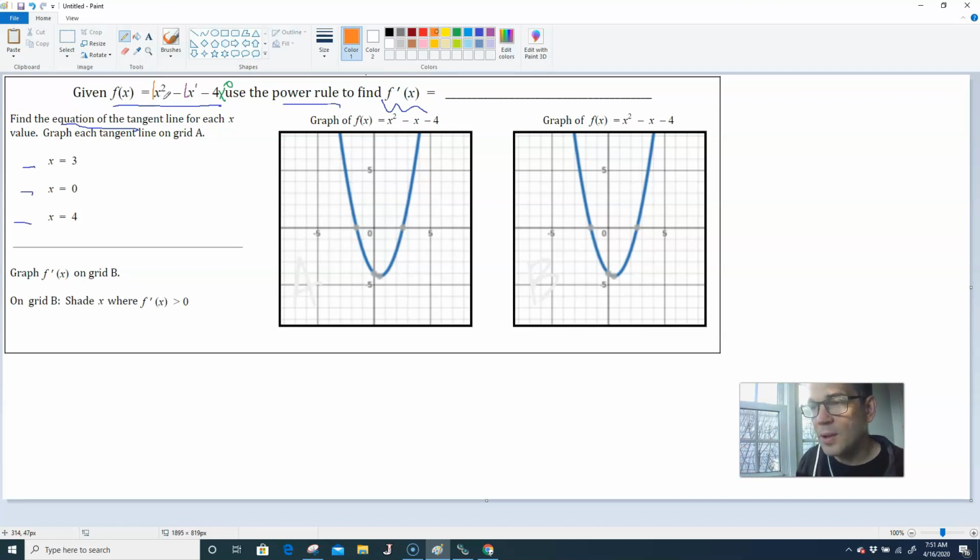So this x squared term, I'll take this power of 2 and multiply it by that coefficient. 2 times 1 is 2. And when I decrease this power on x by 1, it's just x to the first power. So I'll just write x. I'm not going to write x to the first. No one does that.